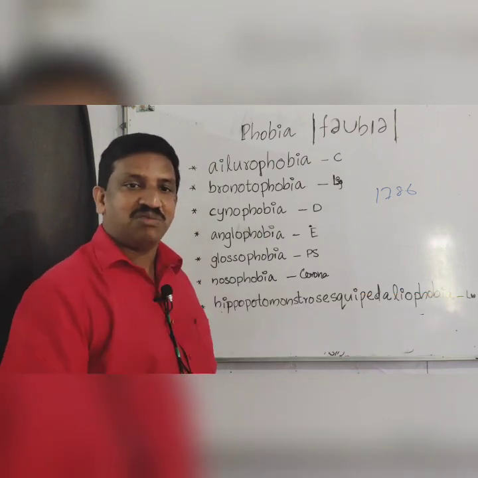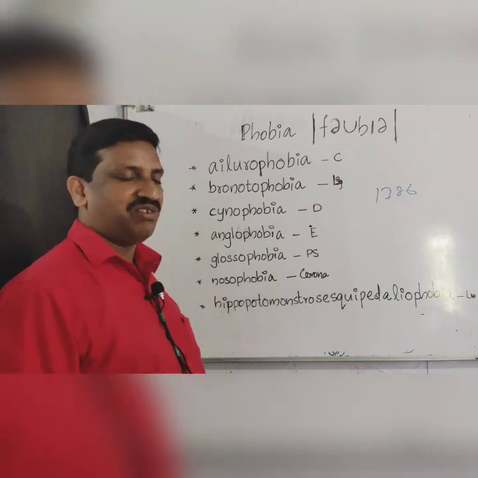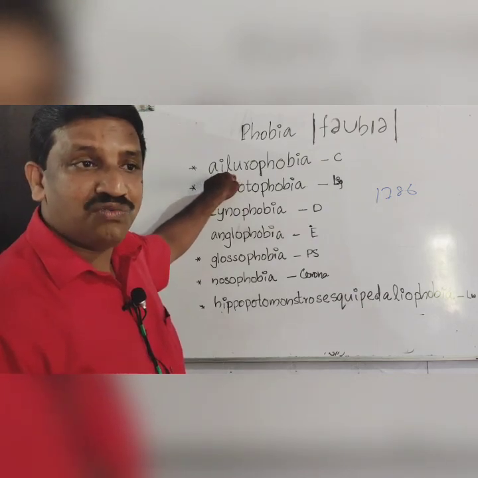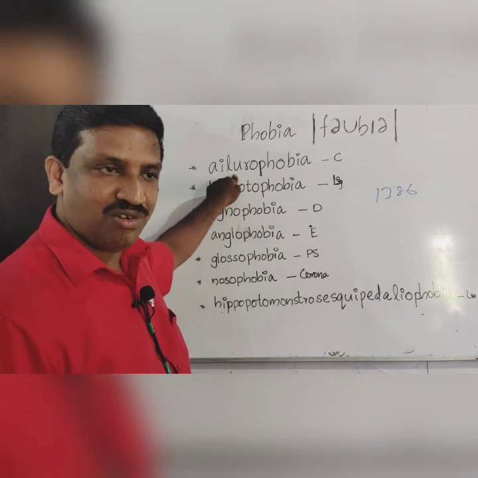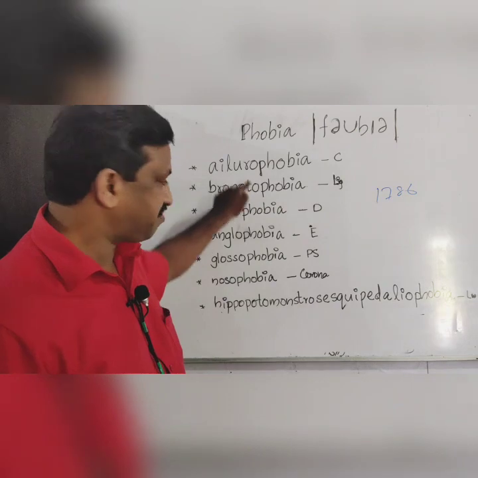Ailuros in Greek means cat. Napoleon Bonaparte was afraid of cats. So that's why he was an ailurophobe. The fear is called ailurophobia in English. Ailurophobia. He was fearful of cats.